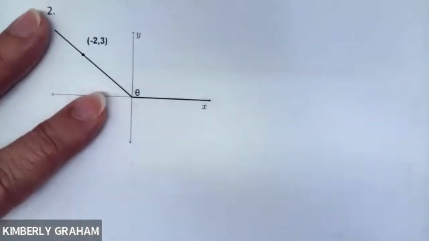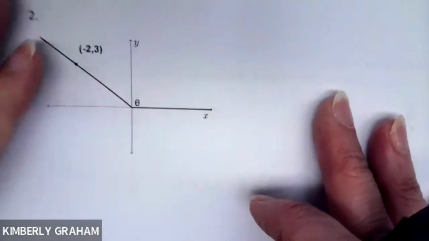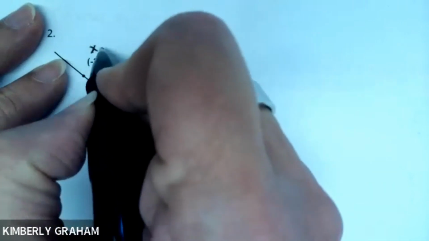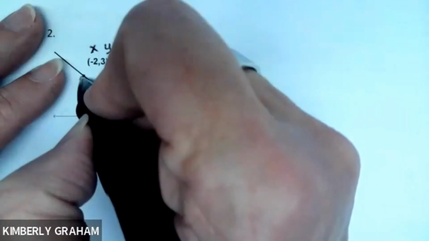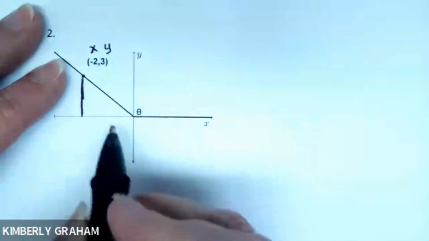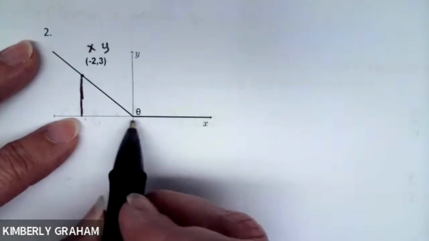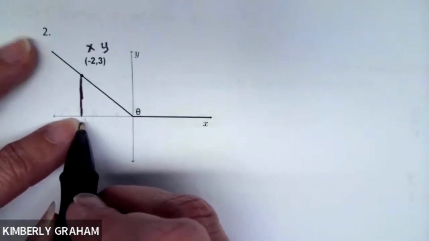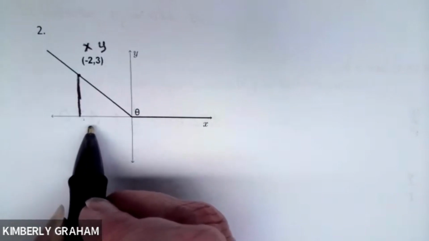So I've got this ordered pair, -2, 3. This is my x coordinate. This is my y coordinate. Right? So that means that this distance here is 2. But I'm going to go ahead and write this out like you're going to see it in most textbooks.